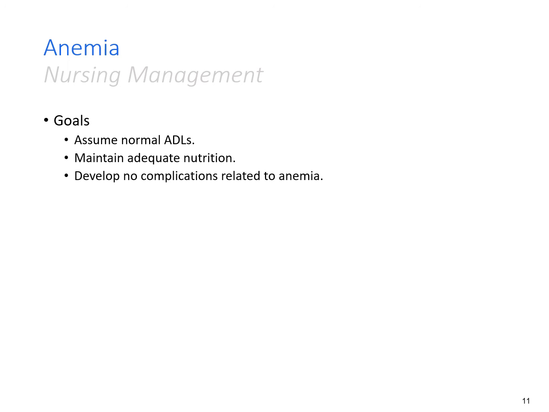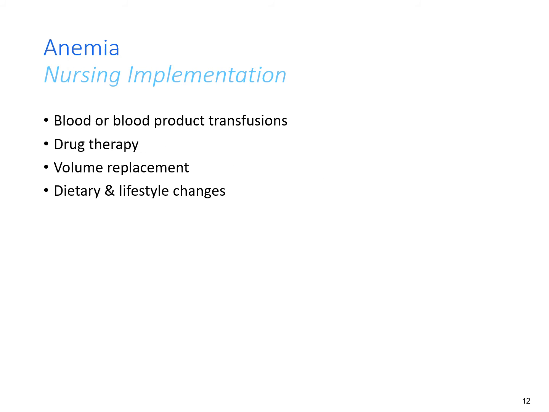So your main goal is you want to assume no more ADLs to the patient. You want to make sure that they're getting adequate nutrition, as always, and you want them to develop absolutely no complications to anemia. So all of this, you guys know, anemia should not end up being a complication. Blood or blood product transfusion.